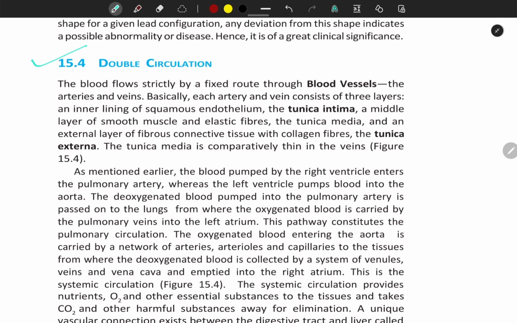15.4 Double circulation. The blood flows strictly by a fixed route through blood vessels, the arteries and veins. Basically, each artery and vein consists of three layers: an inner lining of squamous endothelium, the tunica intima, a middle layer of smooth muscle and elastic fibers, the tunica media, and an external layer of fibrous connective tissue with collagen fibers, the tunica externa. The tunica media is comparatively thin in the veins.